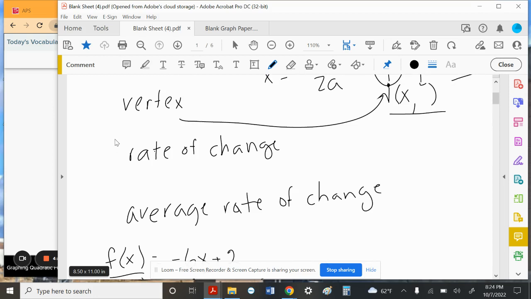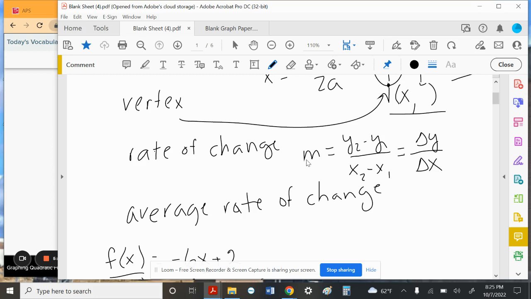The rate of change is just a change in a couple of variables. If we look at something specific, and that's what I really wanted to get into, remember the slope. The slope is y2 minus y1 over x2 minus x1. And that is just the change in y over the change in x.